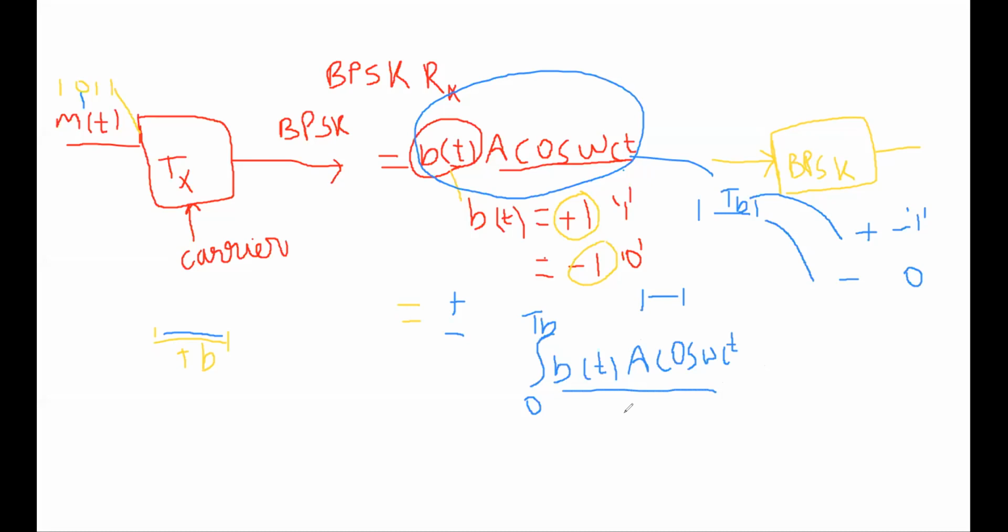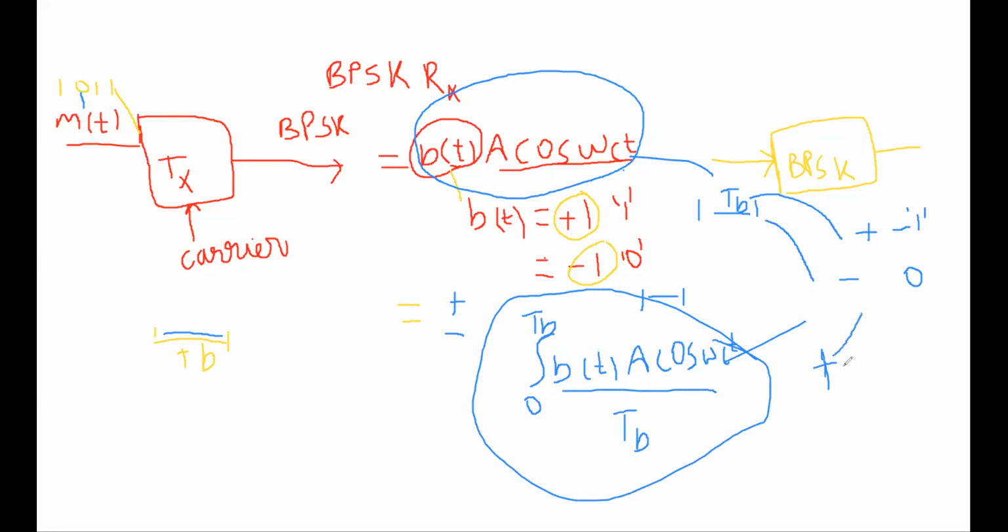Then if you divide it by TB, what we'll get is the signal value, whether it is positive or negative. So simply, it will just observe whether this integration value is positive or negative. If the output of this integration is positive, then it will take the decision in favor of logic 1, and if the output of the integration is 0 or negative, then it will take the decision in favor of 0.